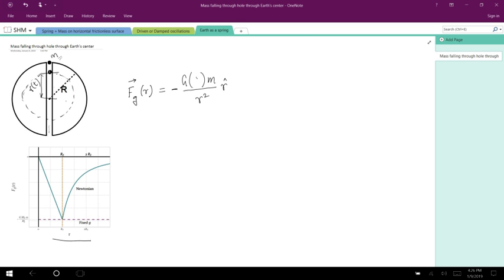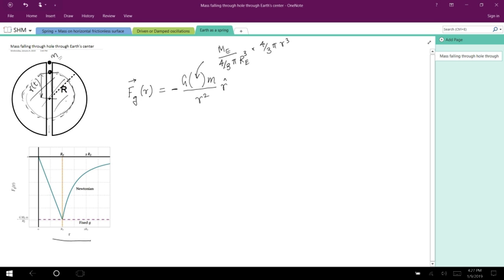Now what is the mass that goes in here? That's the mass of the Earth that is inside this smaller sphere of radius r. We're going to assume that the Earth's mass is uniformly distributed. That would mean that the mass that appears here is just the total mass of the Earth divided by the total volume of the Earth, which is 4/3 pi R_E cubed, multiplied by the volume of the sphere that is inside over here, so that's 4/3 pi r cubed.